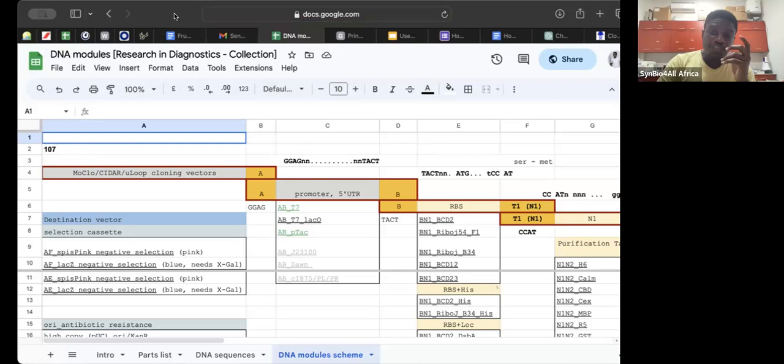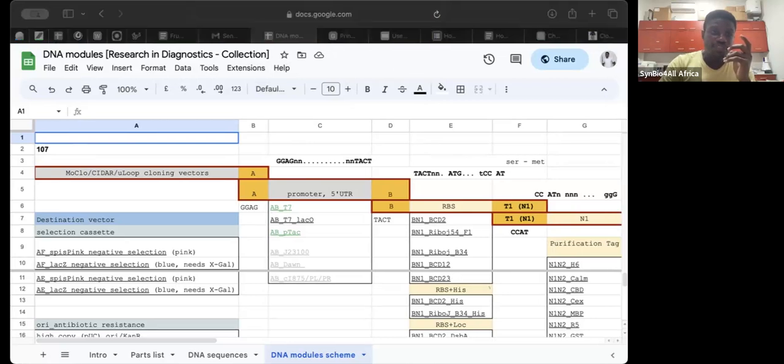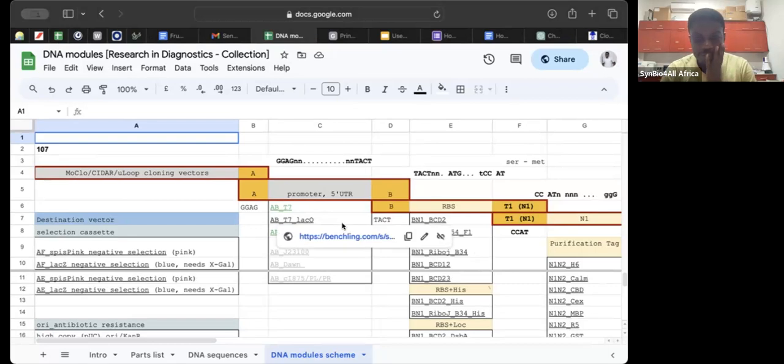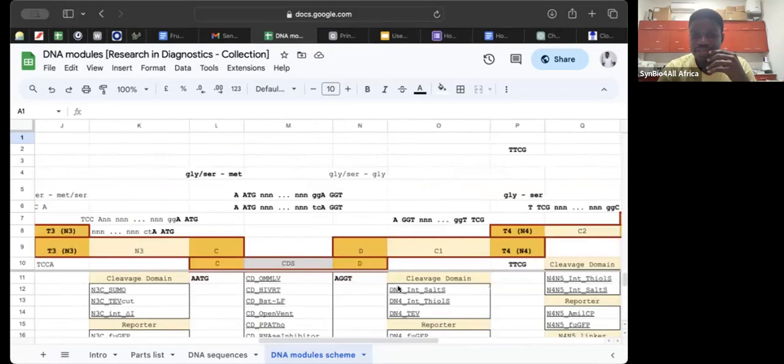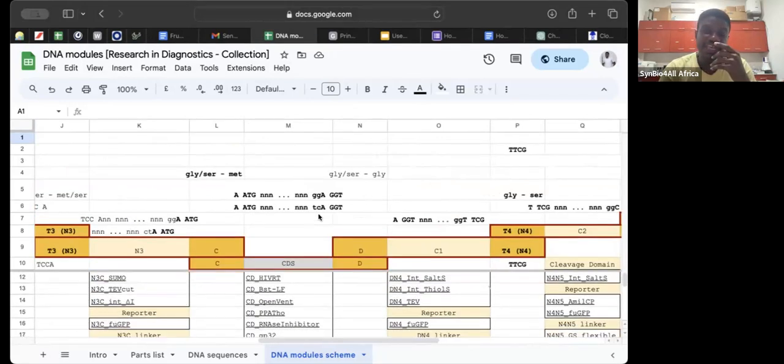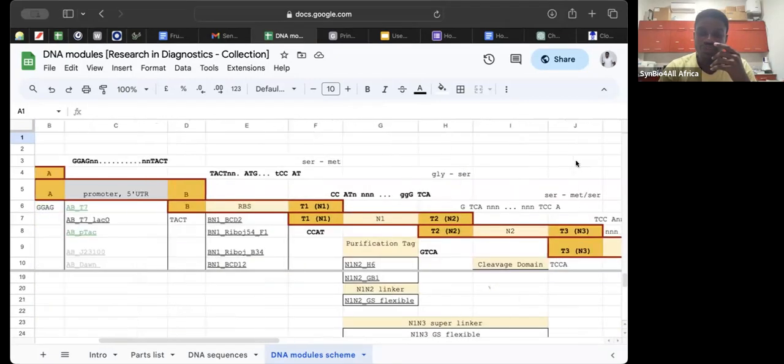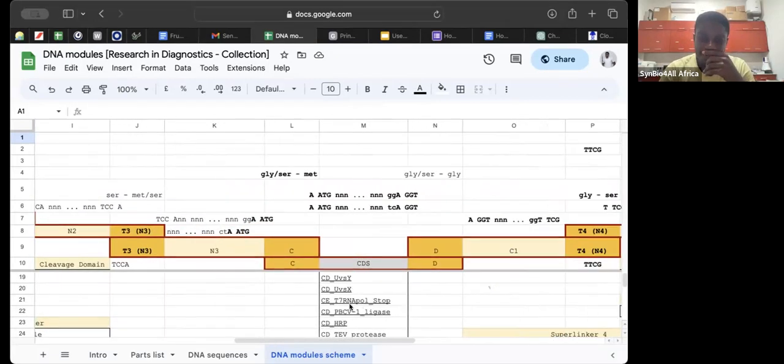Okay. So this tool right here is something that the Open Bioeconomy Lab, I myself and a couple of other collaborators, built. We found some promoters, some RBS, some purification tags, some cleave domains, and some coding sequences. The coding sequences produce enzymes that you can use to do diagnostics and use in the lab, to do PCR, to do LAMP, and to do all those things.